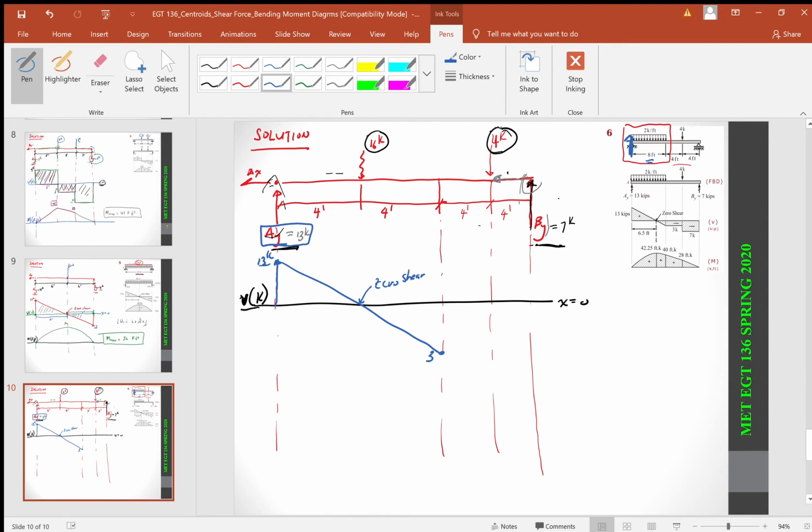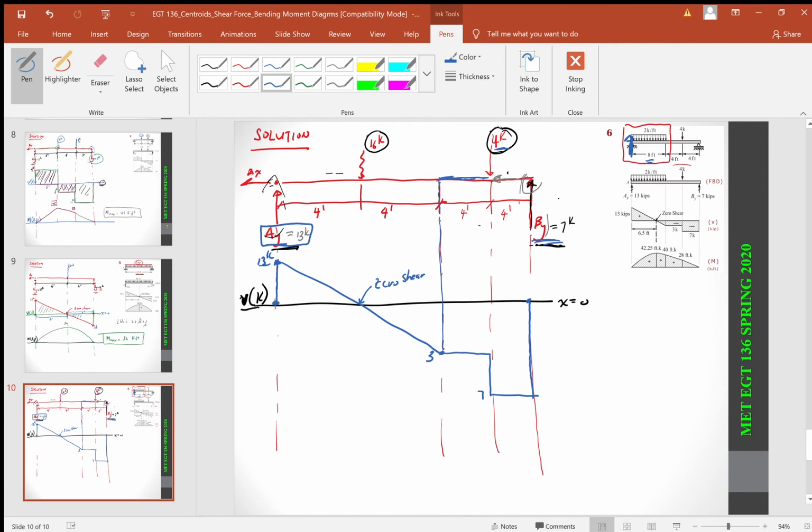Now when we do that, there's nothing from this point here to our next force. So we just draw a horizontal line. Then this 4 kips brings us down by 4. That makes us 7. We go across, and then we go up. Our reaction is 7, and then we go up by 7, which brings us back to 0. So we started at 0, and we end at 0.